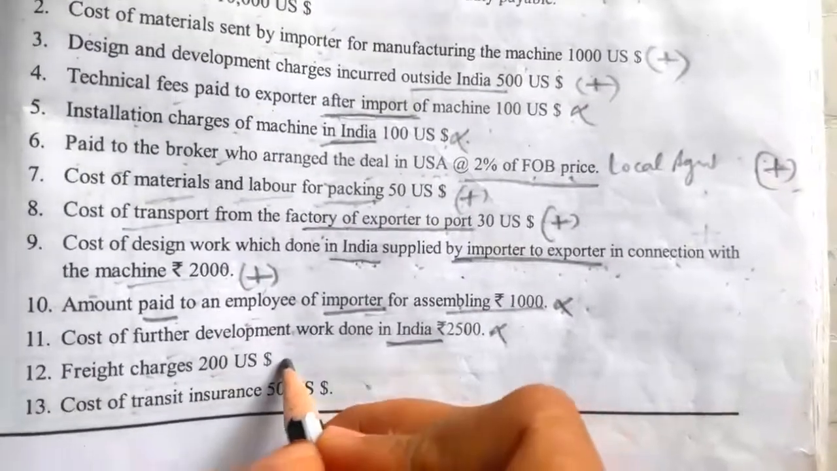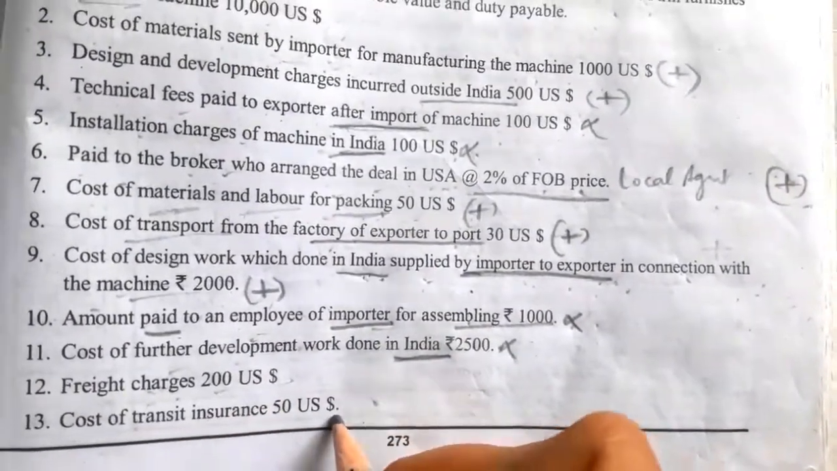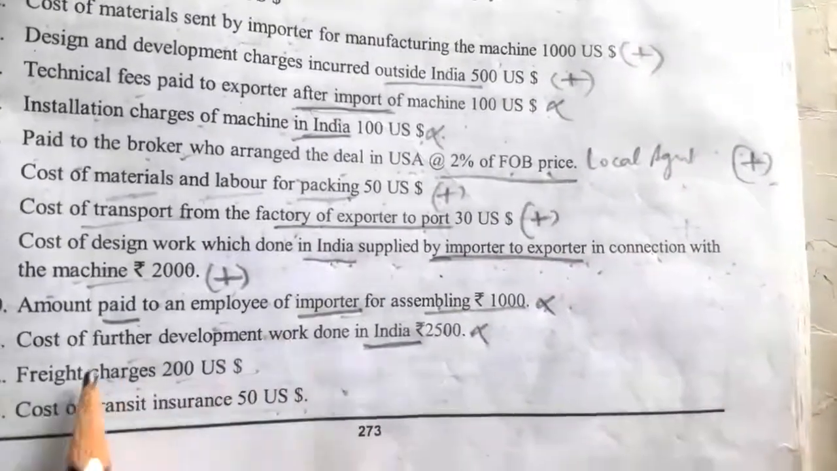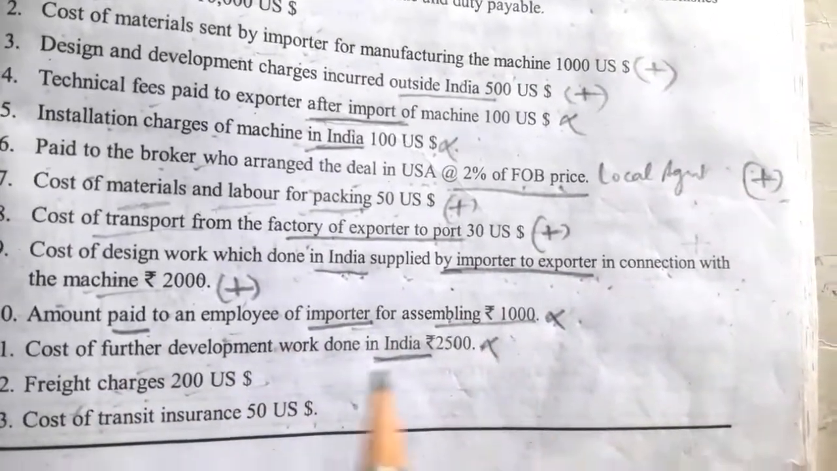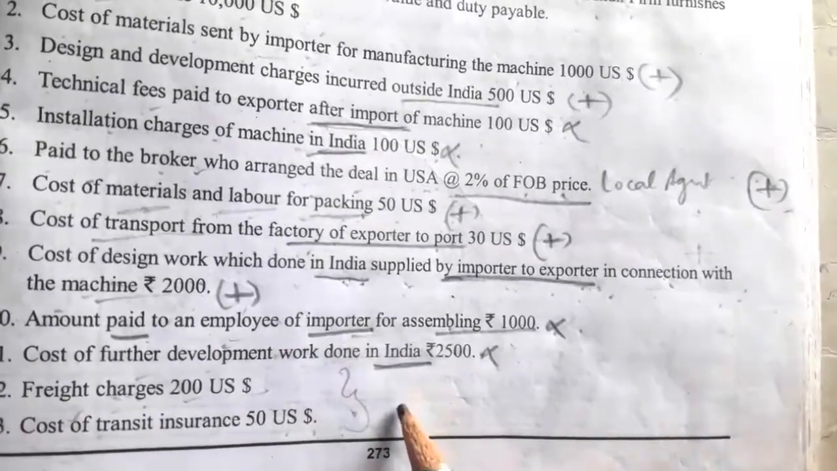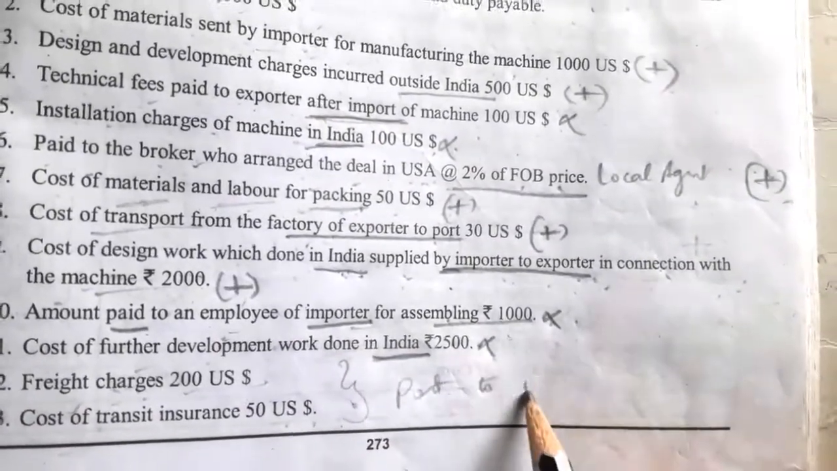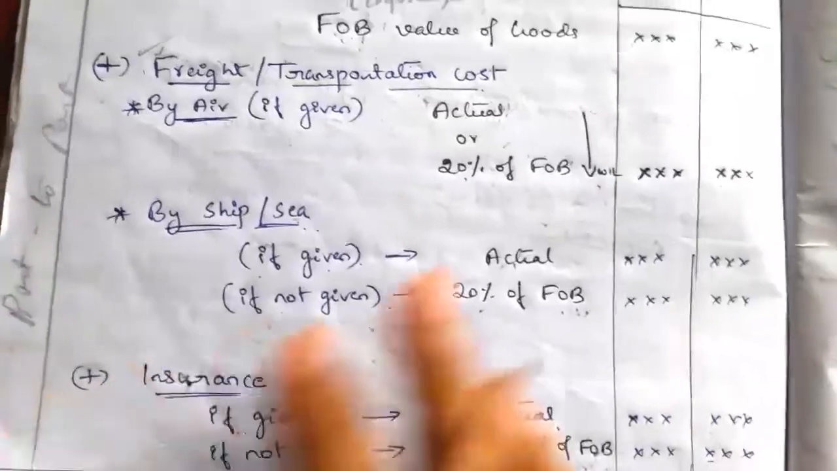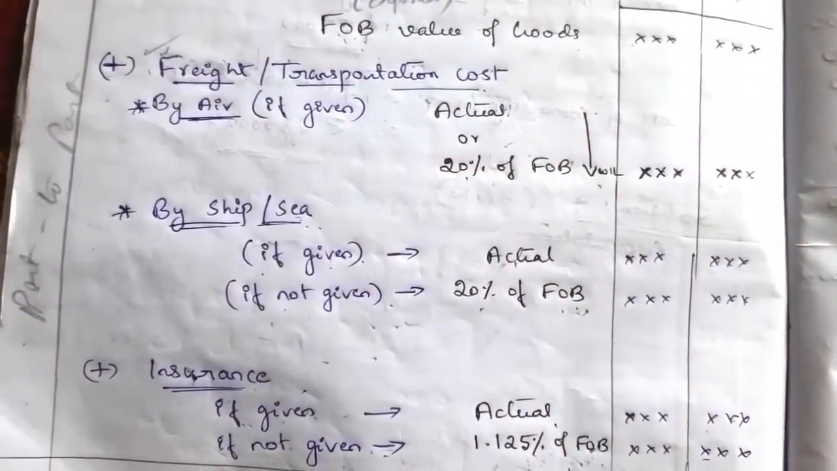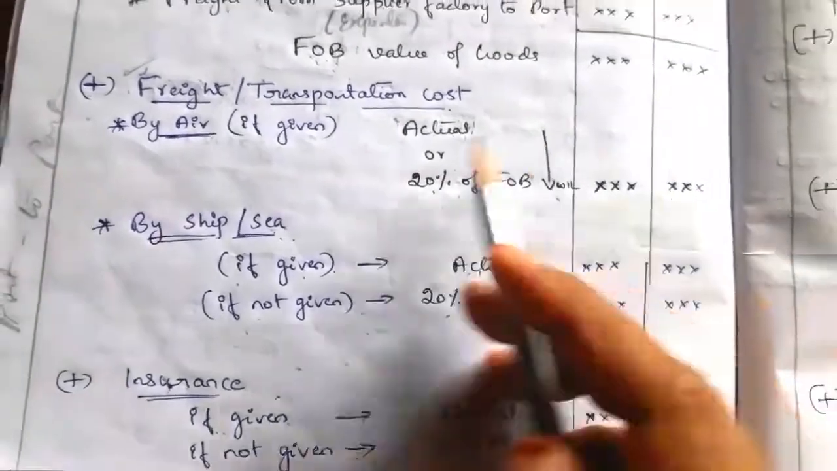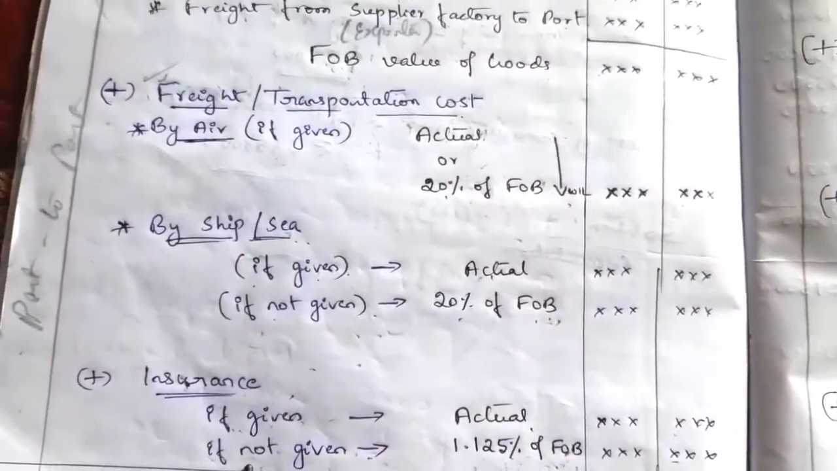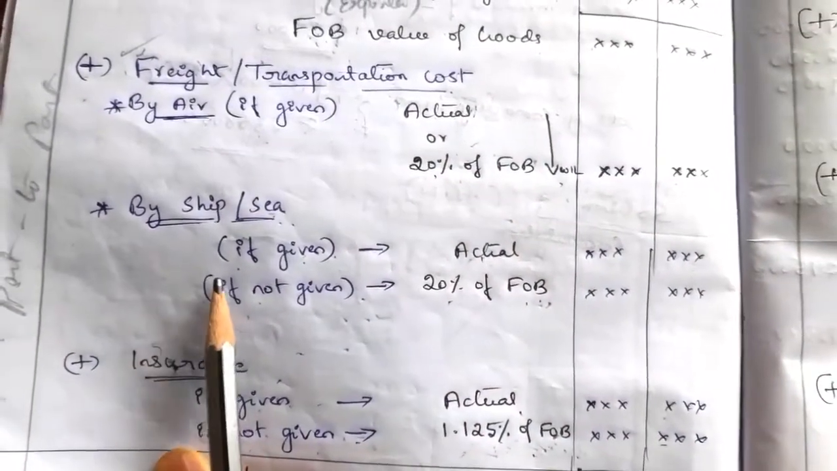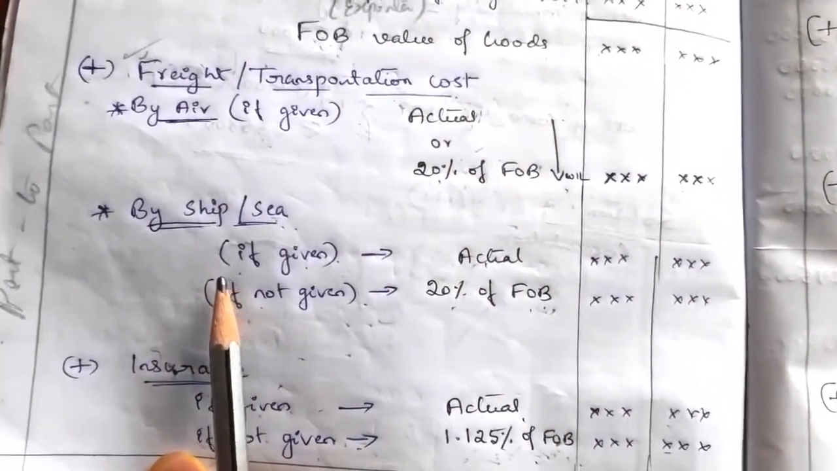Then freight charges $200, cost of transit insurance $50. Here they have not given whether this expense is from factory to port or port to factory. So this expense is nothing but a port to port expense. The port to port freight and insurance details we have to add after FOB.